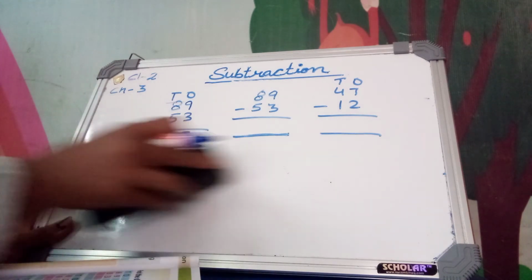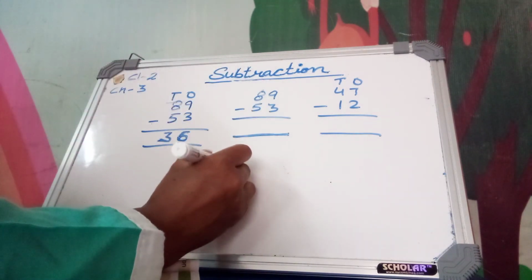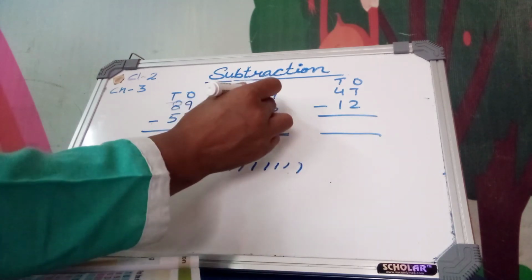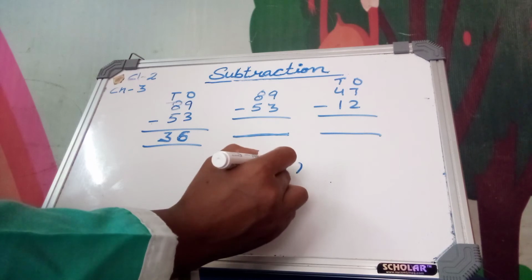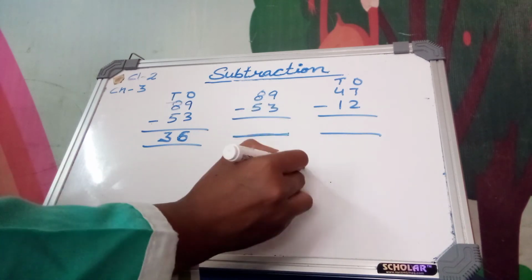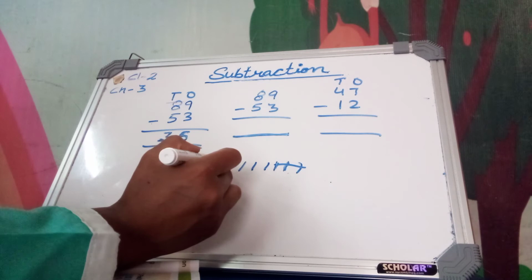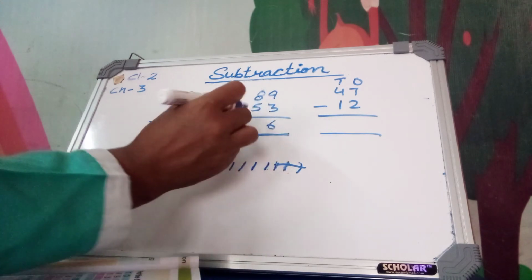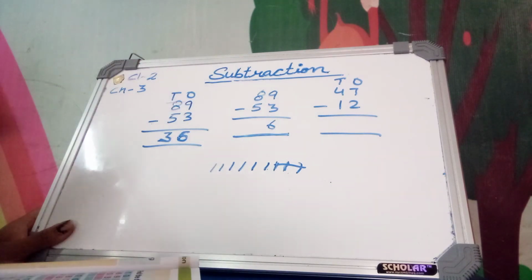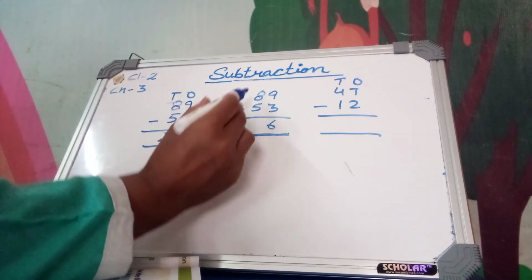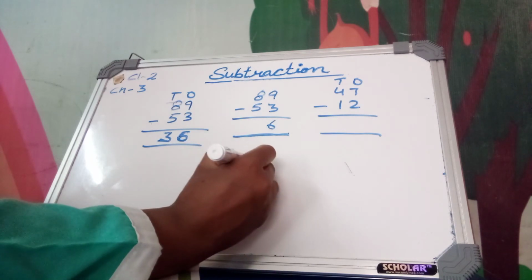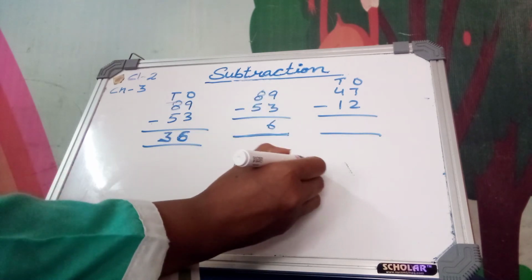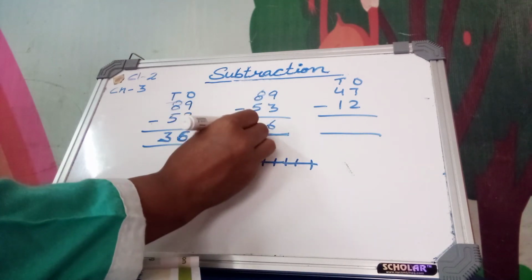Now do this. Draw a line. Here is 9. So we draw 9 lines here and cut 3 lines. How many numbers are there? 1, 2, 3, 4, 5, 6. Okay, 6, and then subtract 5 from 8. Draw 8 lines, 1, 2, 3, 4, 5, 6, 7, 8. Cut 5 lines, 3 left. 36.